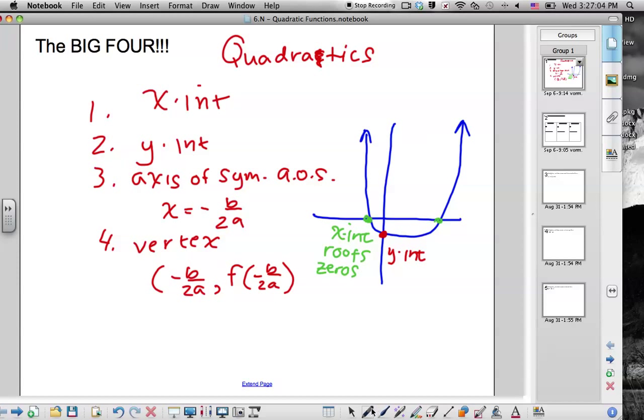And the axis of symmetry. Every quadratic is symmetrical, and the line about which it is symmetrical is called the axis of symmetry. The axis of symmetry gives us the x-coordinate of our vertex, which is right there. The vertex is either your maximum or your minimum point, so the min or max of your quadratic.